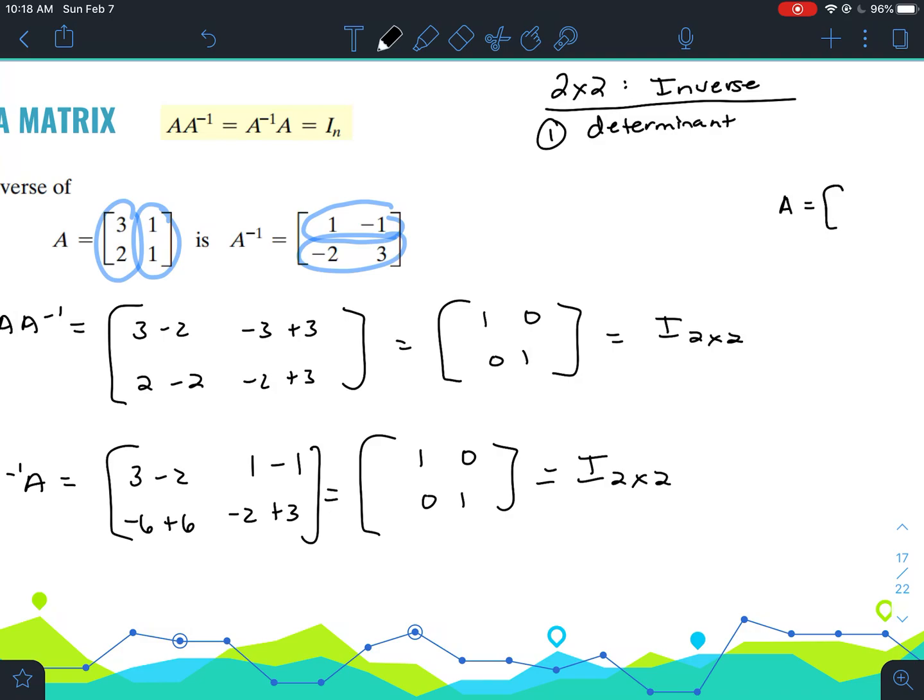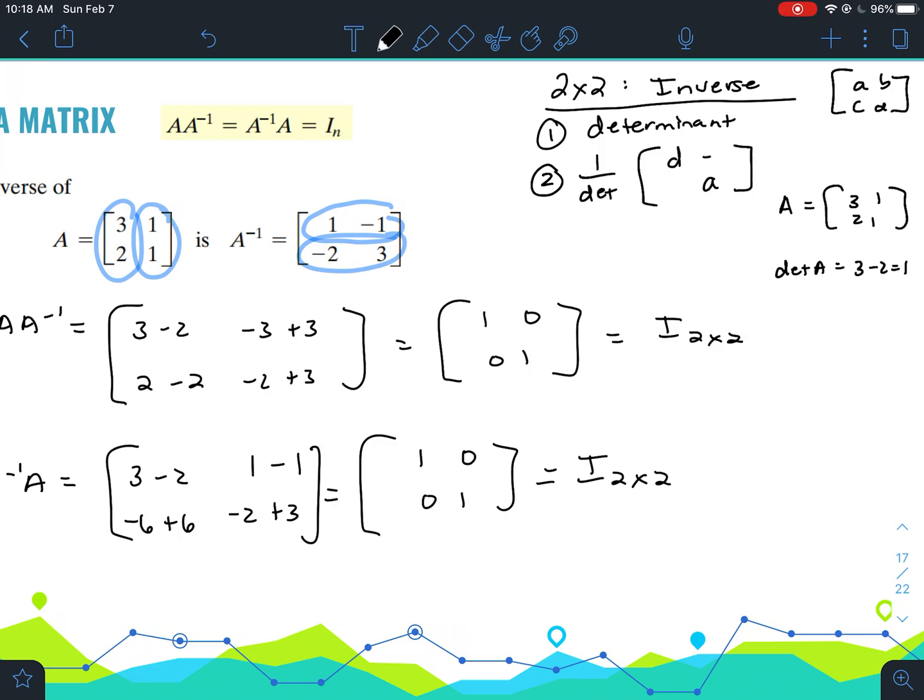was 3, 1, 2, 1. So if I found the determinant of matrix A, I would get 3 minus 2, which is 1. Then you do 1 over the determinant, and if your original matrix was A, B, C, D, you flip-flop that first diagonal, so switch around the A and the D, and then you make the second diagonal negative.